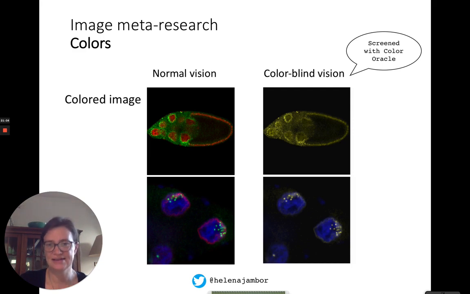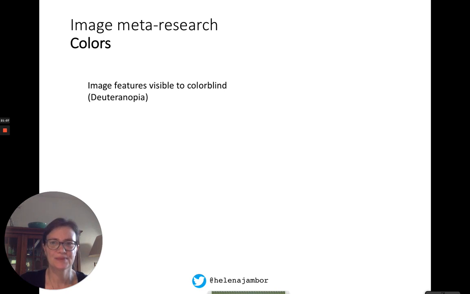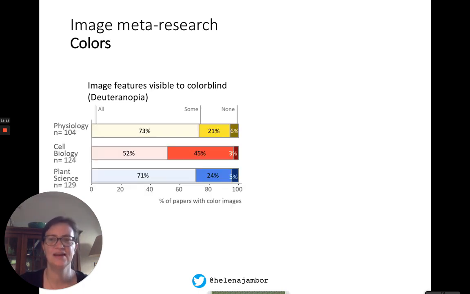So what are the data here? We asked if image features themselves are visible to colorblind people. In other words, if a cell type or a staining is visible, and the data you can see here. In many papers, actually, only some of the images are visible to colorblind people. More than 50% of the papers were still okay in every aspect, but a substantial amount had problematic images that would not be visible to colorblind audiences.